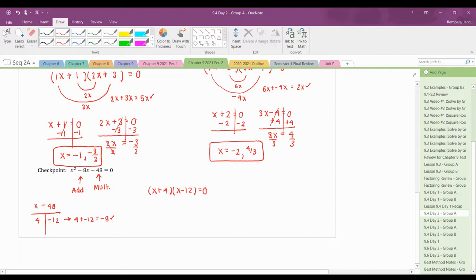x minus 12 for the other. Because this equals 0, I get to set each of those factors equal to 0 and solve, which means I need to subtract the 4 over to the other side, which then would give you x to be negative 4, and I'd have to add the 12. And 0 plus 12 is going to get me 12. So here are my two solutions.